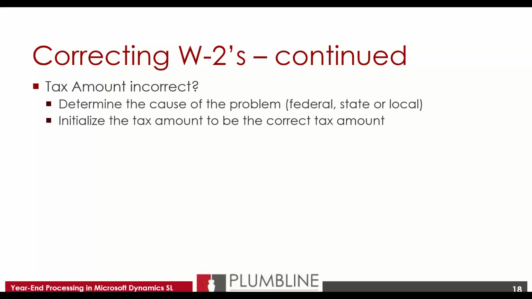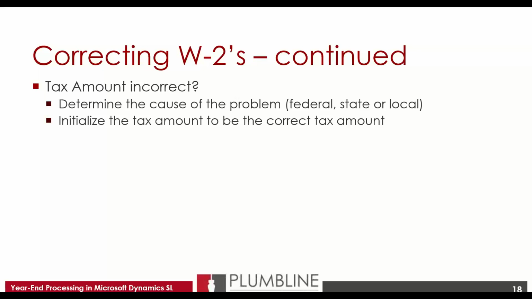Moving on, if a tax amount is found to be incorrect, we can take a look and see if the issue is with federal, state, or local taxes. Make sure that your federal deductions are all properly coded with a type of federal in the deduction maintenance screen. Also, state deductions in the deduction maintenance screen should be coded as a type of state.